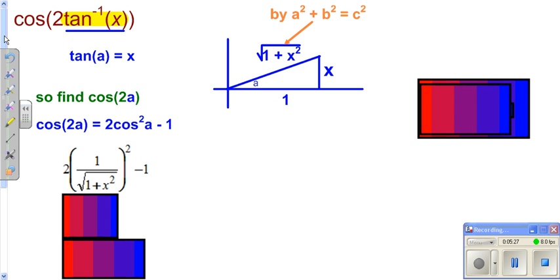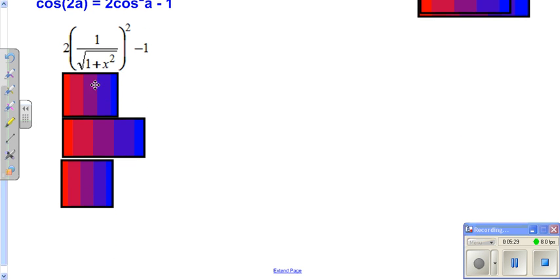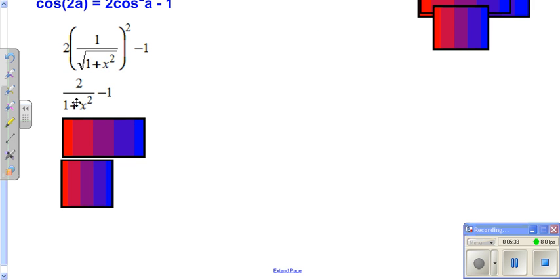So you have your fraction here. You've got to square the top and square the bottom. When you square the bottom, it gets rid of the root. Square the top, you get 1. But remember, it's 2 times that, so you get a 2 on top.